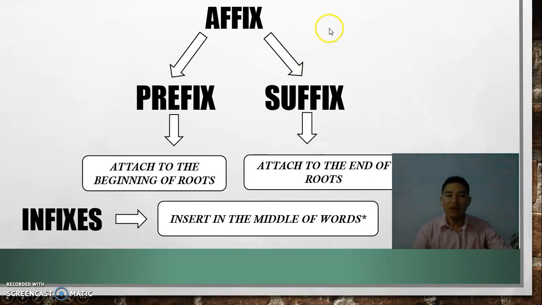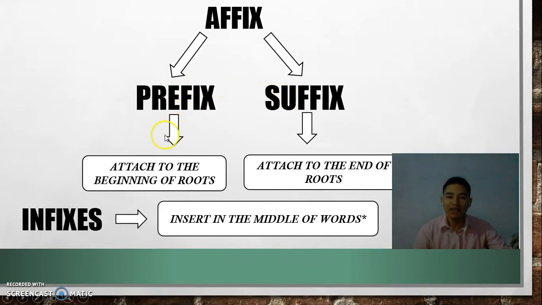So let's take a look at, on top, we've got affix. What is an affix? Well, an affix is a word that is added to another word and it can change or alter the meaning of that word. In English, the affixes are divided into two types. We've got the prefix and we've got the suffix.